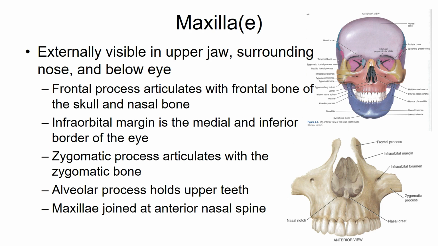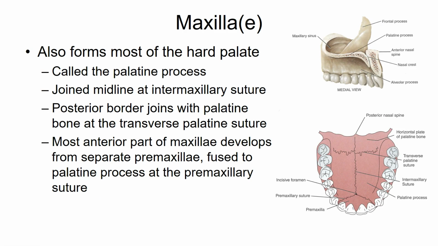There is an alveolar process that holds the upper teeth, similar to how the mandible holds the lower teeth. And the two maxillae are joined together at a joint called the anterior nasal spine. The maxilla also forms most of the hard palate. This is called the palatine process of the maxilla. The two halves of the palate are joined at the intermaxillary suture.